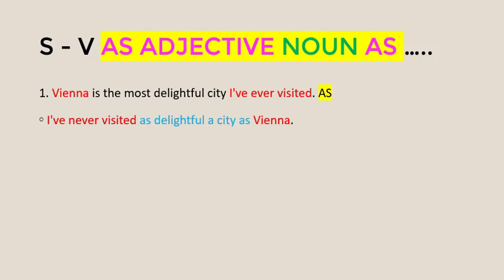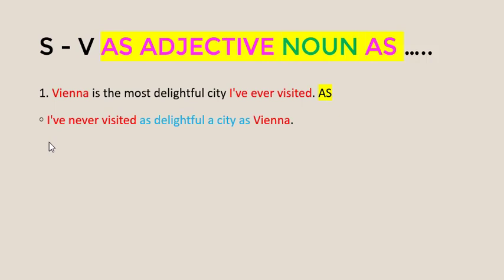For number 1, the answer has been given to you. Now look at the question. Vienna is the most delightful city I've ever visited. For number 1, you have to create a new sentence using the cue as. Based on the cue or the clue, we know that we have to use this pattern. Subject, verb, as, adjective, noun, as. If you guys take a look, the words in red mean they have been used, while the words in black mean they haven't been used and they have to be used in the blank.